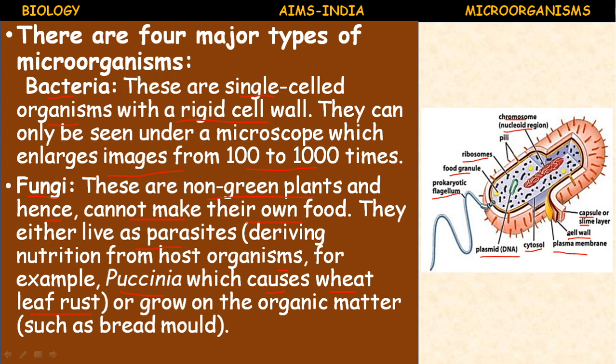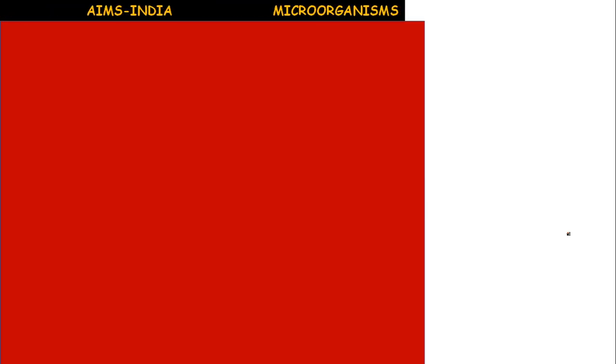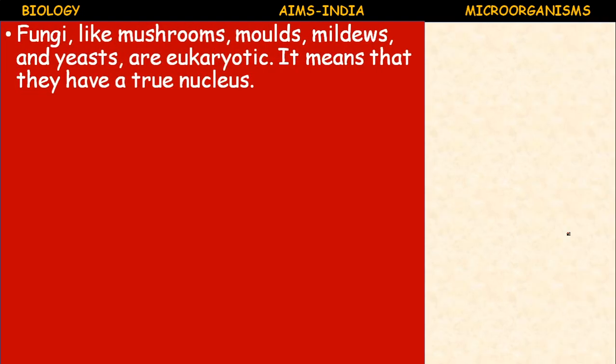So they are present everywhere. Microorganisms are present everywhere. The habitats of these microorganisms are varying; they can survive in different habitats. Next, fungi like mushrooms, molds, mildews and yeasts are eukaryotic, whereas bacteria is prokaryotic. Prokaryotic means without nucleus, primitive.